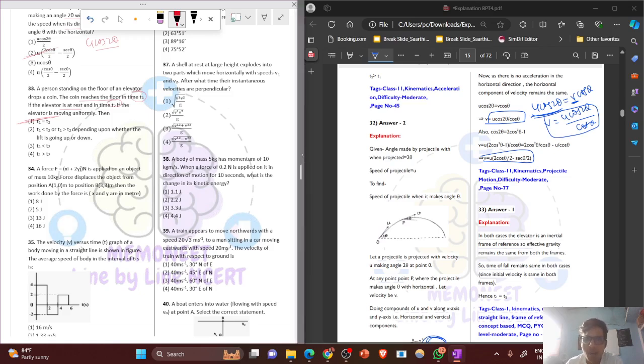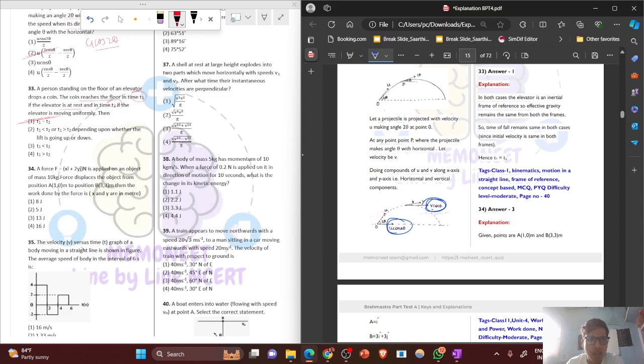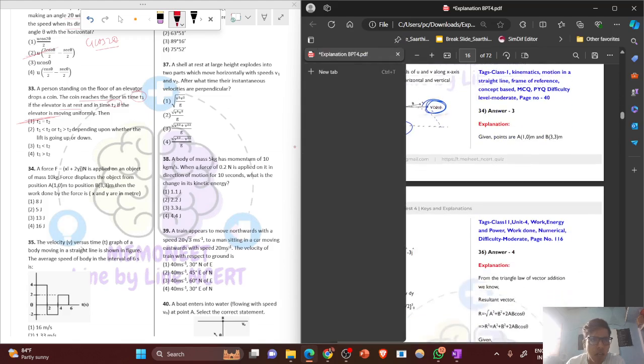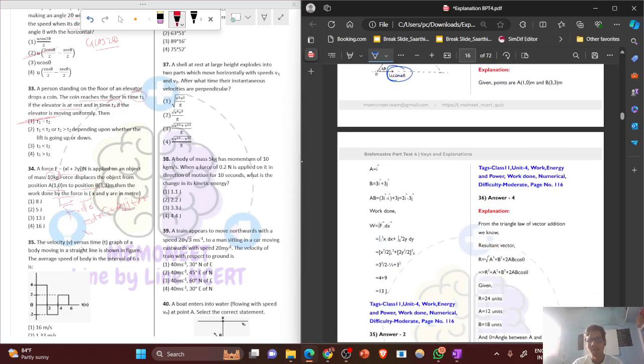Now moving ahead, the next question. That is your question number 34. Let's see. Force is given, mass is given, coordinates are given. It's simply the integral of F dot dr. dr can be written as dx i cap plus dy j cap plus dz k cap. Force can be given as x i cap, y j cap. Just do the dot product and simply put the value of x or y. It's simple.